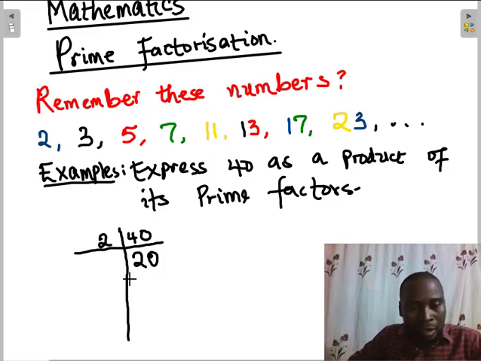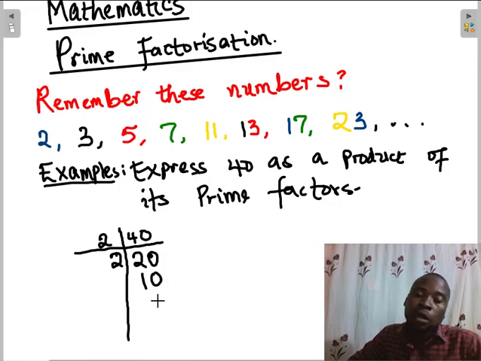All right, let's check again. Can 2 still divide 20? Sure, 2 can, since 20 is an even number, because 2 can divide every even number. So sure, 2 can divide 20. All right, so let's pick 2. Say 2 into 20. 2 into 2 is 1. 2 into 0 is 0. Oh, 2 can divide 20 10 times. Now, can 2 still divide 10?